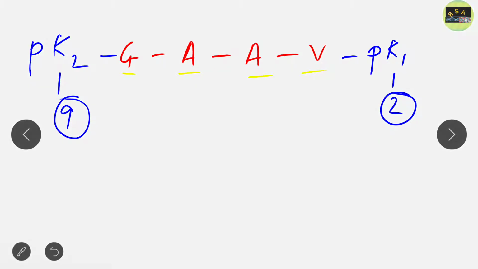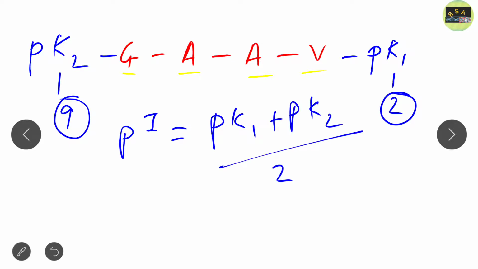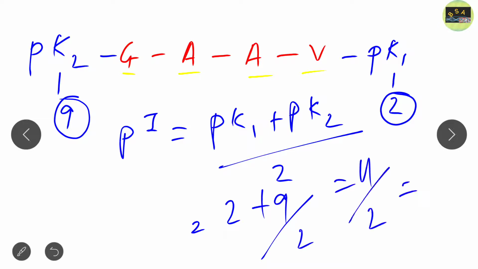Okay, so how can we calculate the isoelectric point? It is very simple: pI equals pK1 plus pK2 divided by 2, that is 2 plus 9 by 2, that is 11 by 2, that is 5.5. There is no problem in calculating the isoelectric point in the case of non-polar peptides. Just calculate pK1 plus pK2 by 2, that is 5.5. So this is the isoelectric point in the case of non-polar.